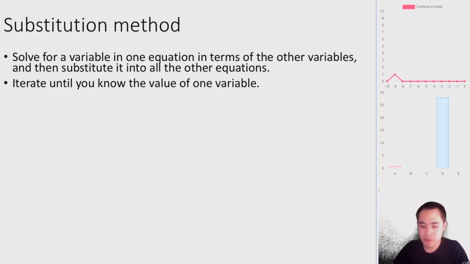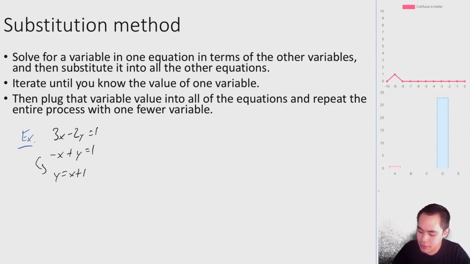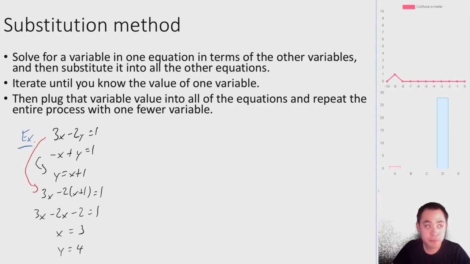Let's give an example of this. Let's say 3x minus 2y is equal to 1, and minus x plus y is equal to 1. If we rearrange this, y is equal to x plus 1. We then plug that into the first equation, and you get 3x minus 2 times (x plus 1) is equal to 1. And so 3x minus 2x minus 2 is equal to 1. And so x is equal to 3. And when you plug that back in, you get y is equal to 4.